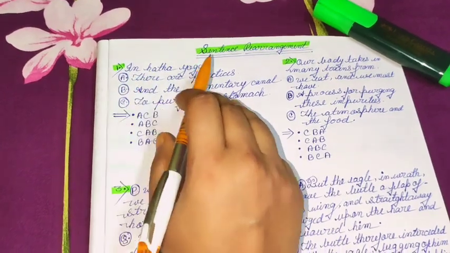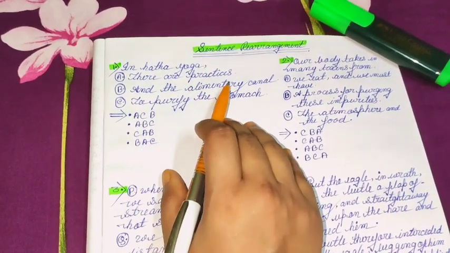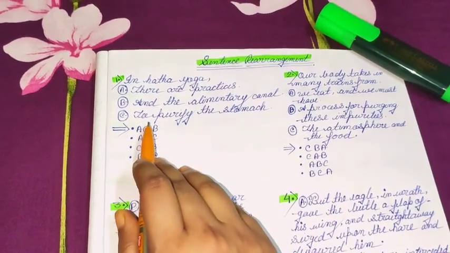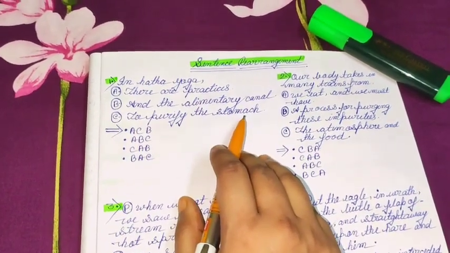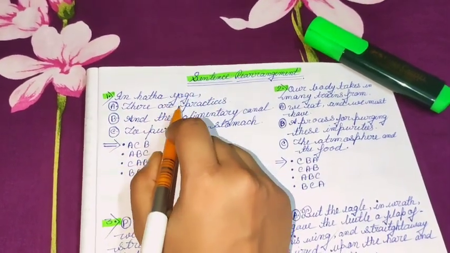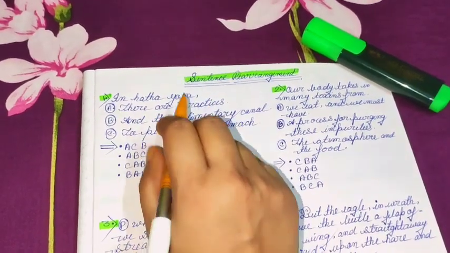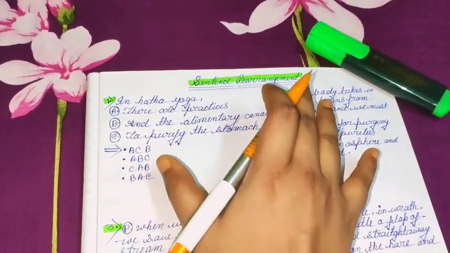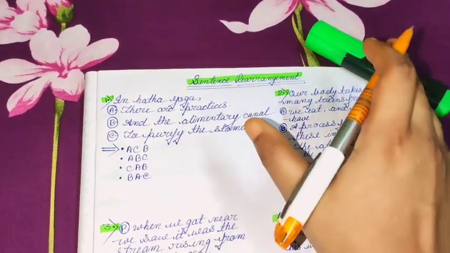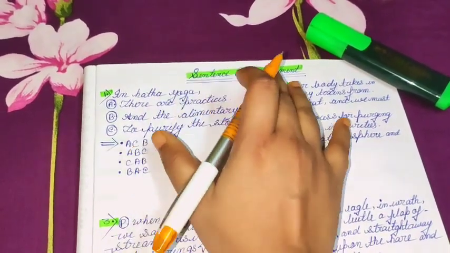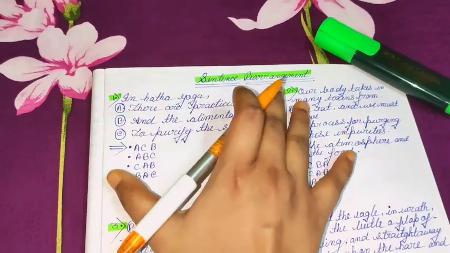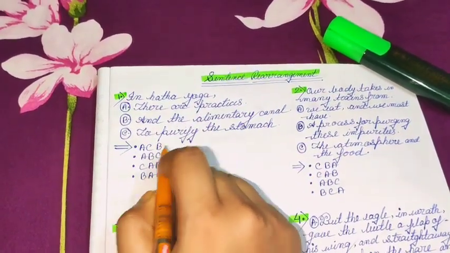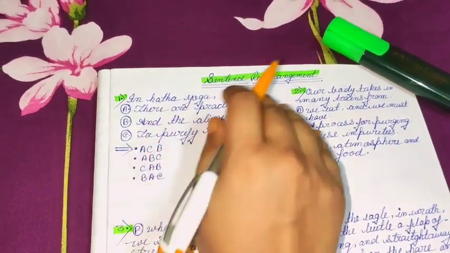Question number 1. In Hatha Yoga, there are practices, second, and the alimentary canal to purify the stomach. So you can see it here, it's going from general to specific. Like their practices, it's not based on any specific things or practices or any activities, rather it's going from generalization, like any general practices, not specific. Now let's find out which one will be the correct one among these options. So we have to read it again.